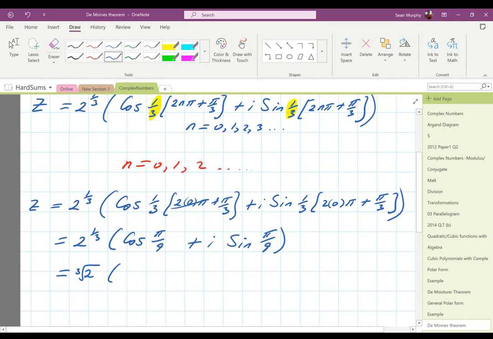So shift 4. So the cos of pi over 9. Oh yeah, that was right actually. So it's 0.9397 plus i sine of that. So it's the sine of pi over 9, and 0.3420.